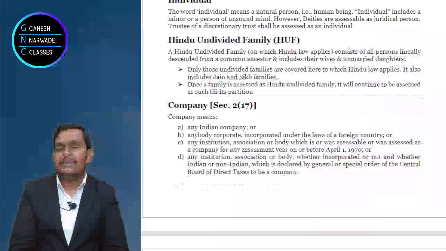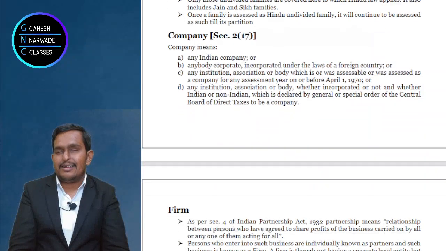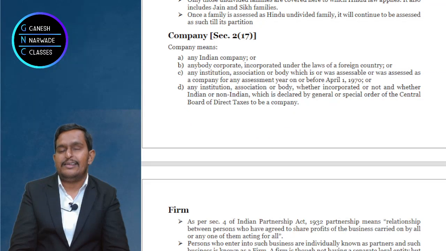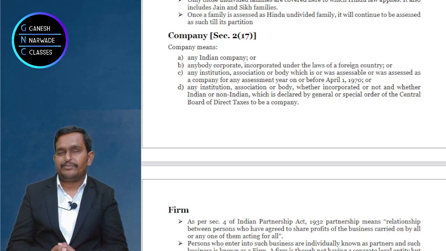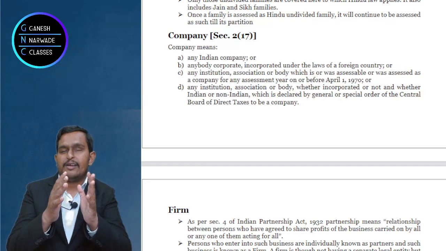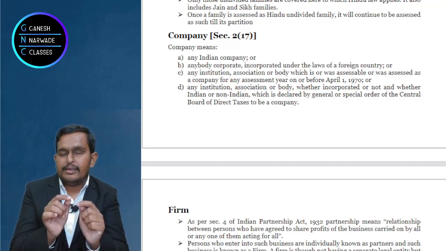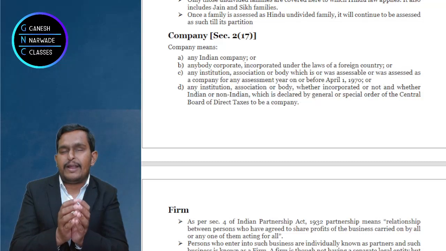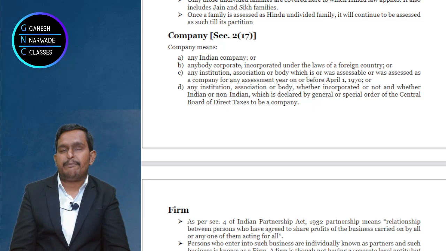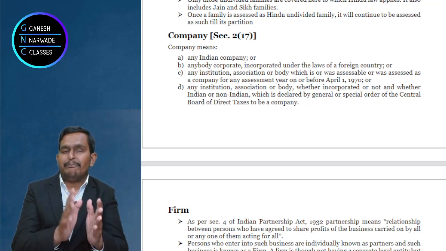Right? Indian company is a company. Company registered outside India is a foreign company and it is also treated as company under income tax. Any institution, association or a body, whether incorporated or not, doesn't matter. But if it is treated as a company before 1st April 1970, then it will also be treated as company.